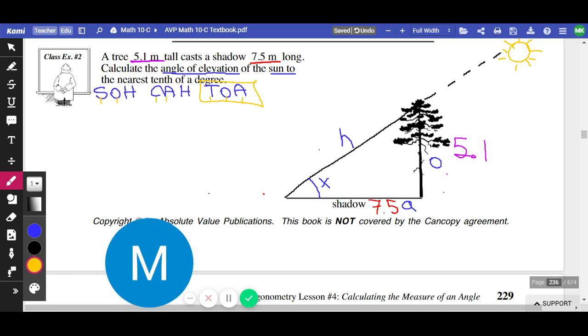Just gonna take a second here. Can you guys see the yellow? Is that really hard to see, or is it actually pretty good? Good? Okay.